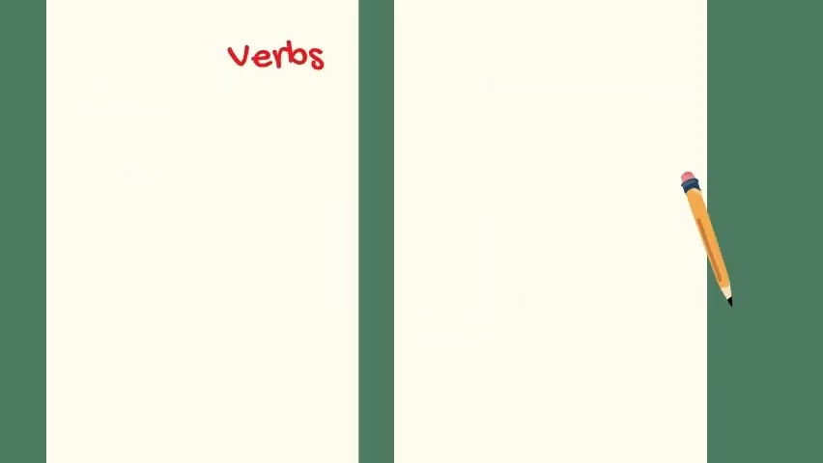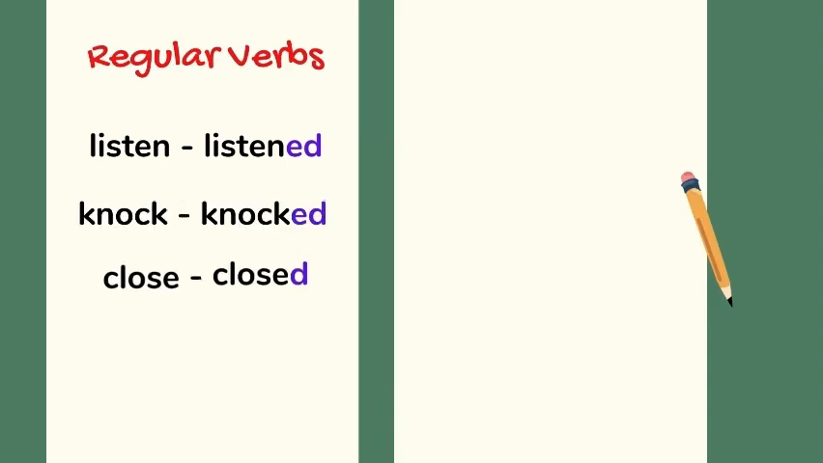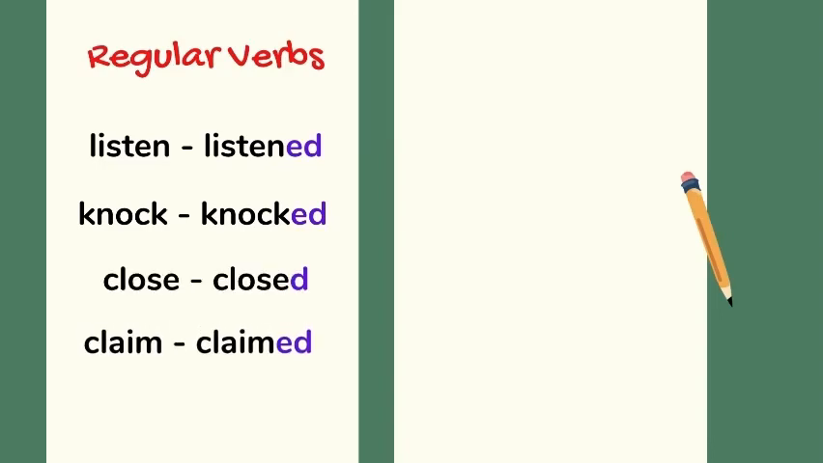For regular verbs, we have listen, listened; knock, knocked; close, closed; claim, claimed. You have noticed that these verbs change their past form by adding D or ED. So that's why we call them regular verbs.